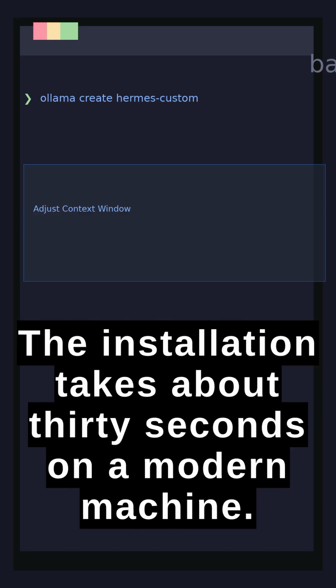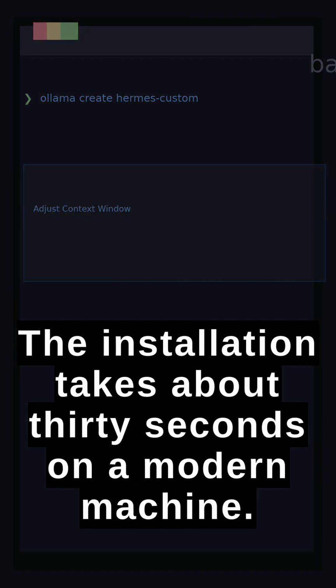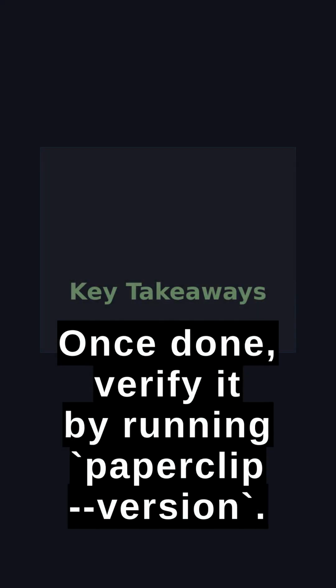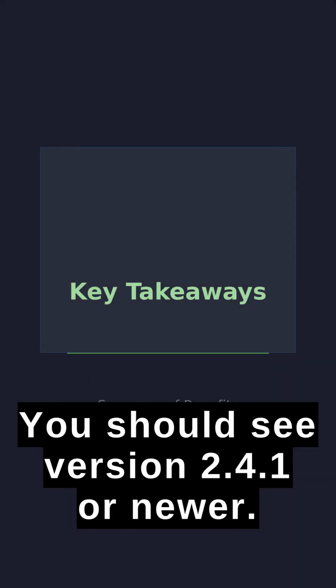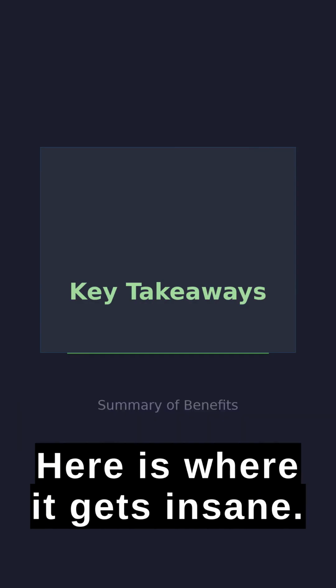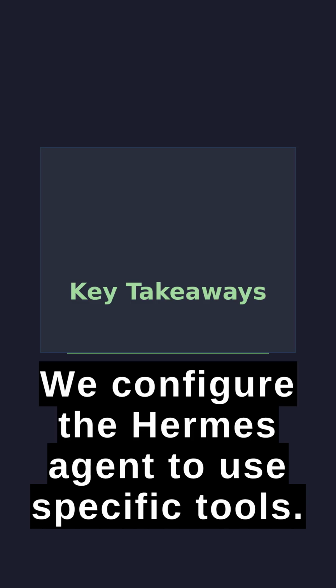The installation takes about 30 seconds on a modern machine. Once done, verify it by running paperclip --version. You should see version 2.4.1 or newer. Here is where it gets insane. We configure the Hermes agent to use specific tools.